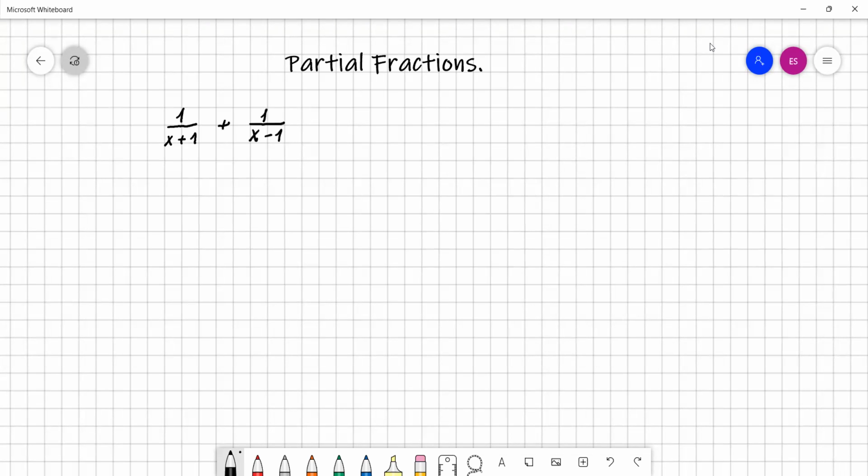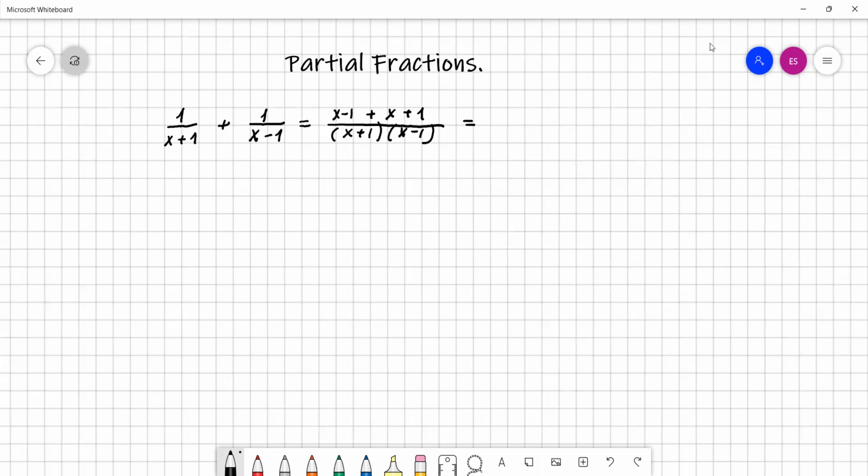And somebody decides to bring it to a common denominator. Well, the common denominator here is going to be what? x plus 1, x minus 1, right? And what is missing on the first fraction is x minus 1. So I put x minus 1 here. And the second fraction is missing x plus 1.